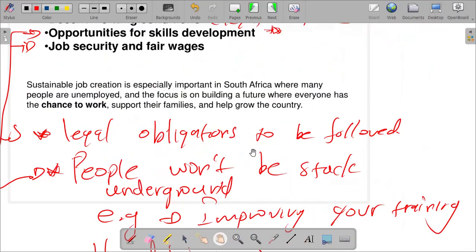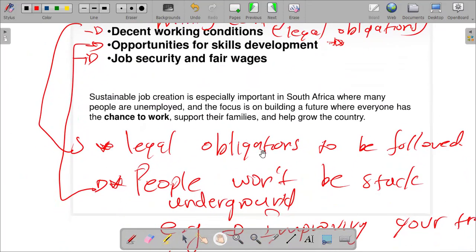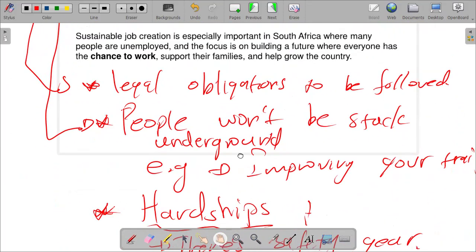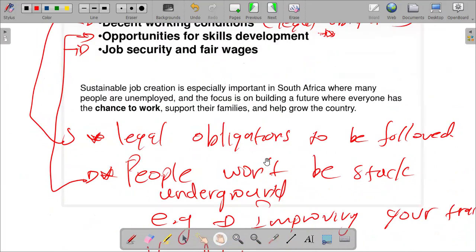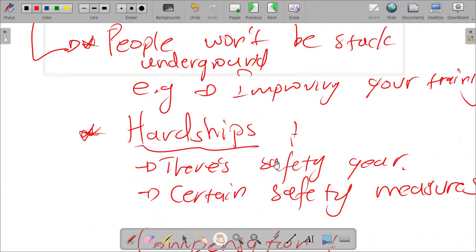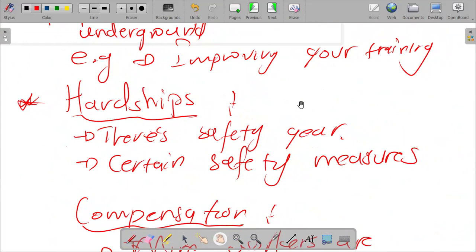So they'll get paid. Number one, decent working conditions. There will be legal obligations to such. Number two, opportunities for skills development. People will not only be mine workers, there will be other opportunities to become mine managers and so forth. And then again, job security and wages. There will be certain safety measurements put into place. But again, because of the dangerous work that these miners do, they'll get compensated accordingly.